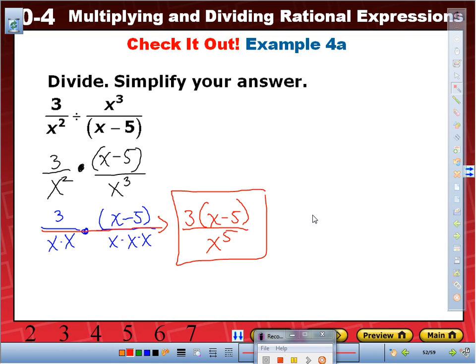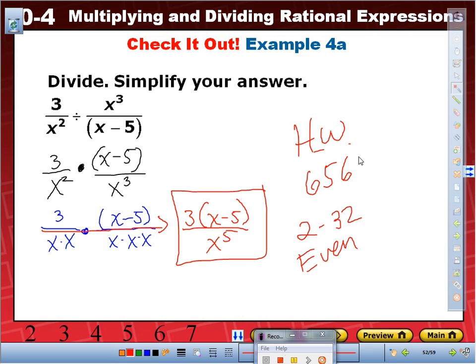And the last one. And before we go to the last one, homework for tonight. It's found on page 656, numbers 2 to 32 even. I'm going to give you extra practice. Last night's was 1 to 31 odd. Today is 2 to 32 even.